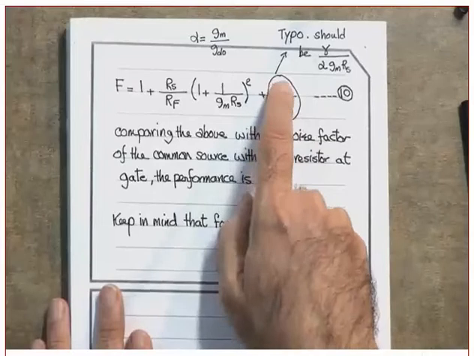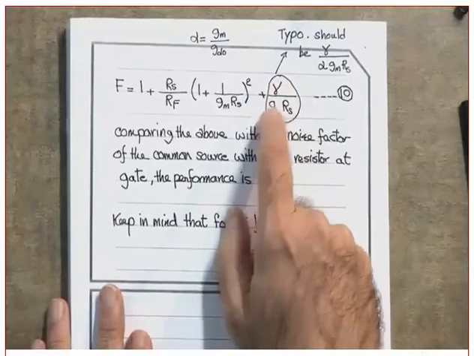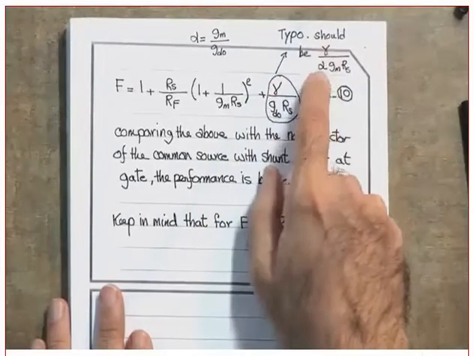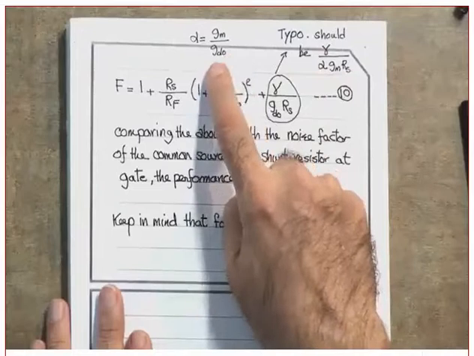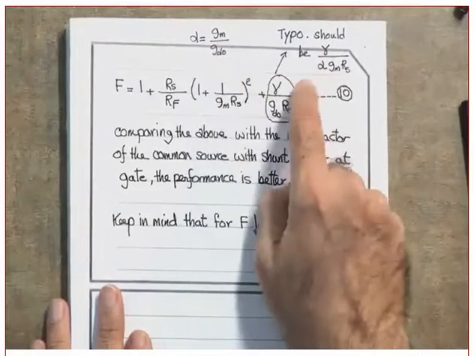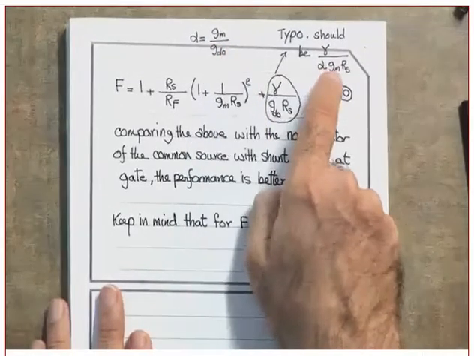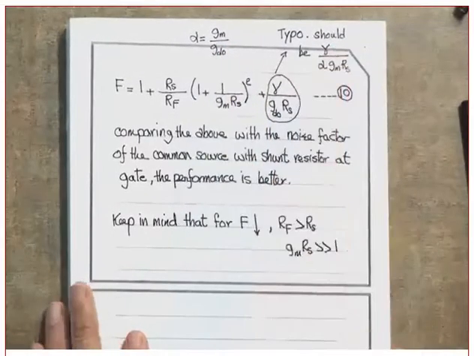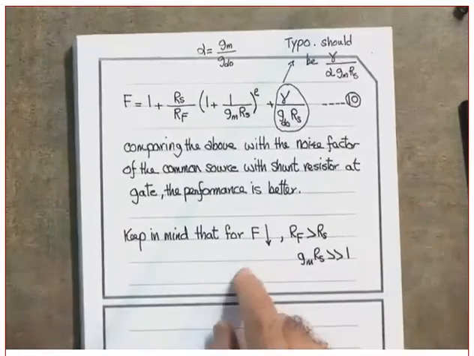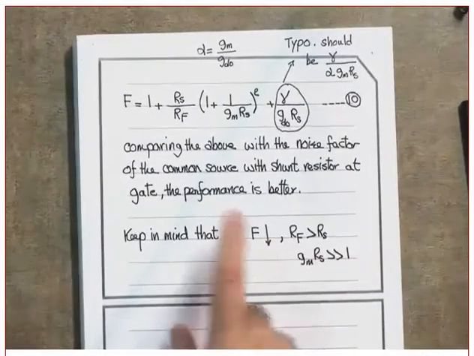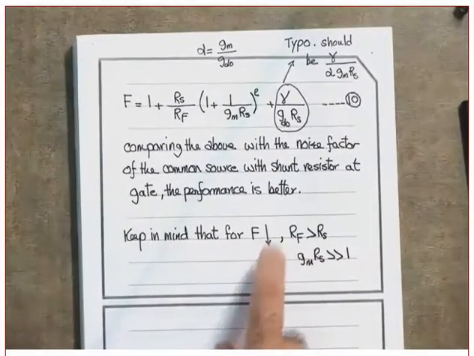This one says gamma gdo times RS. It should be gamma alpha times gm RS, where alpha is gm over gdo, which means the gm will not cancel. The gm will become gm squared. This one will be on top. Clear? Okay.